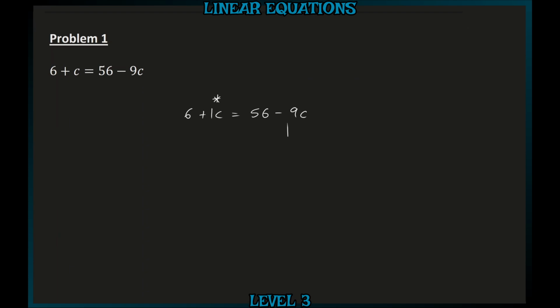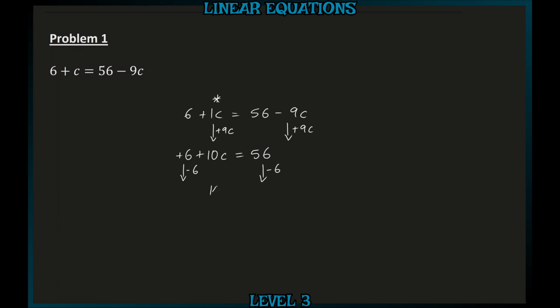And this means that we need to remove the minus 9c. And we do that by using its inverse, which is plus 9c. And we do the same to the left. Now the left-hand side becomes 6 plus 10c, and the right becomes 56, and the minus 9c and the plus 9c cancel out. Now going back to the left, we'd like to remove the 6, and this is a positive 6. So to remove it, we use its inverse, which is minus 6, and do the same on the right.